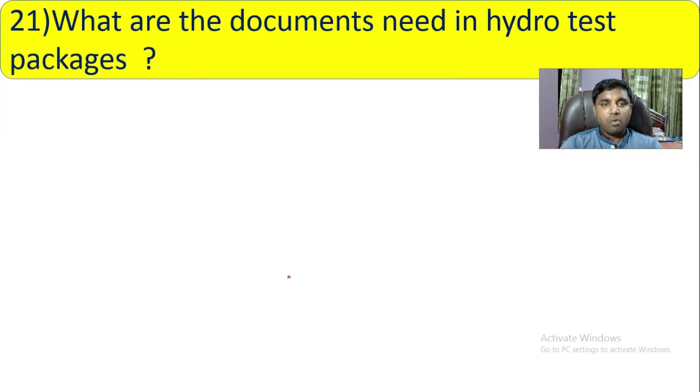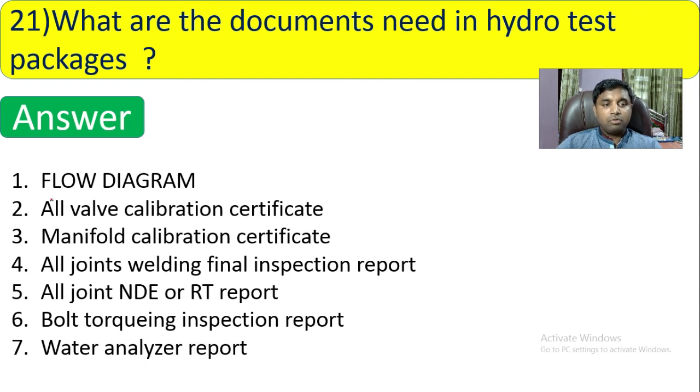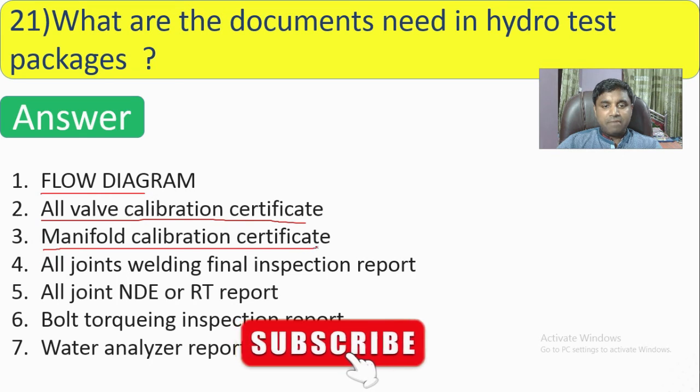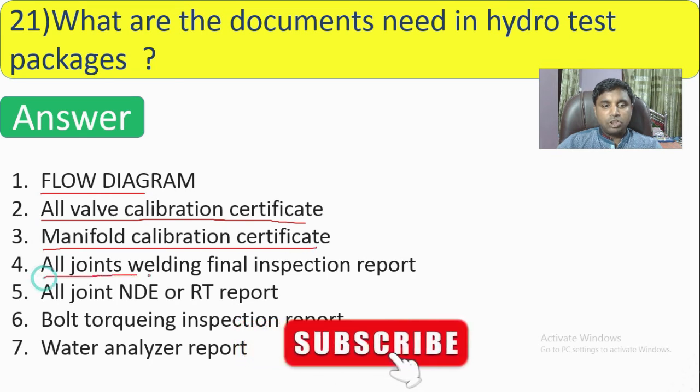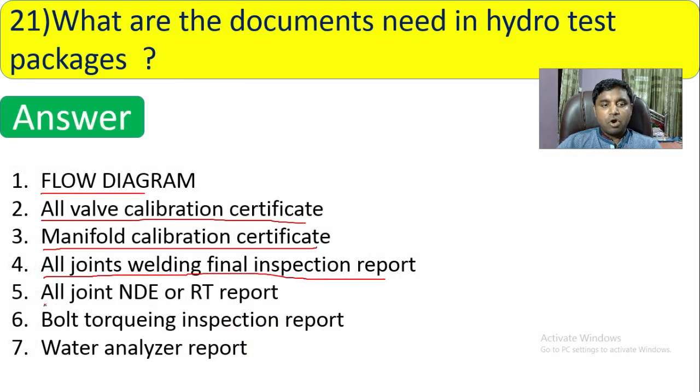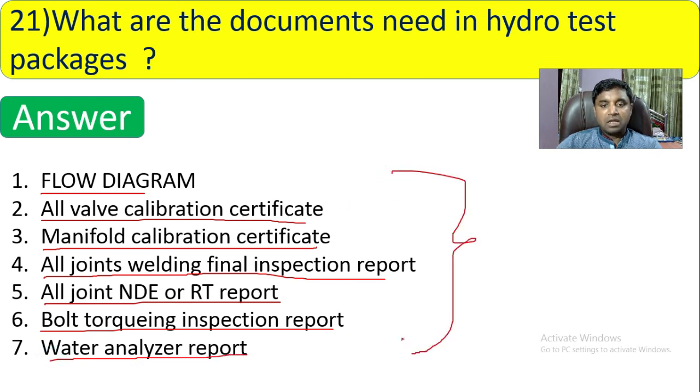Question number 21, what are the documents needed in hydro test package? This is a very important question. You need these documents in the hydro test package: flow diagram, all valve calibration certificates, manifold calibration certificate, all joints welding final inspection report, all joints NDT report, bolt torquing inspection report, and last is the water analysis report. If you see these documents are ready, then you can start the hydro test. This is very important. Your package should have all these details.